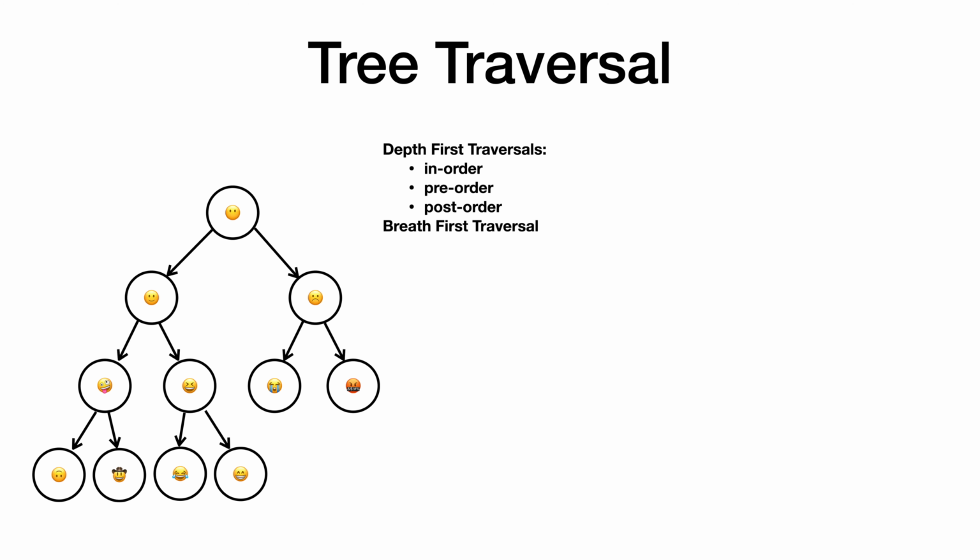So when we talk about tree traversal, we're given a tree of some kind. Here, in this example, we're looking at a binary tree, and each of the nodes is labeled with an emoji. In this case, it happens to be binary. It could be non-binary. It's not necessarily a binary search tree either. It's just a tree. And then let's say we want to print all of the nodes in the tree in some order.